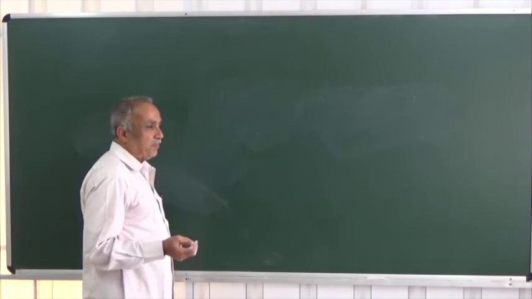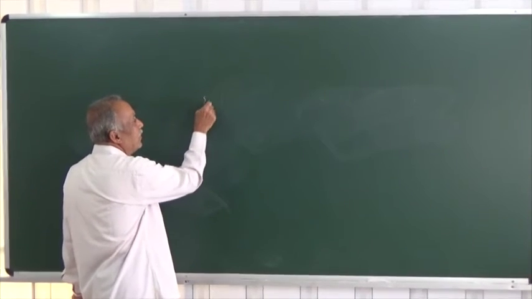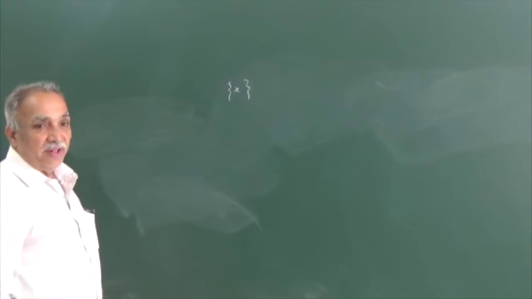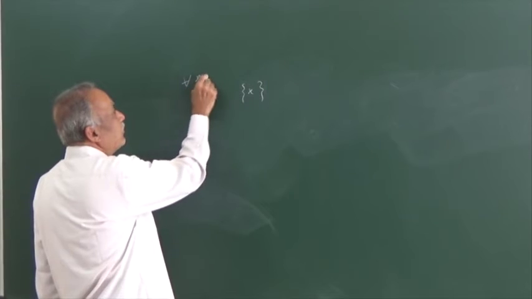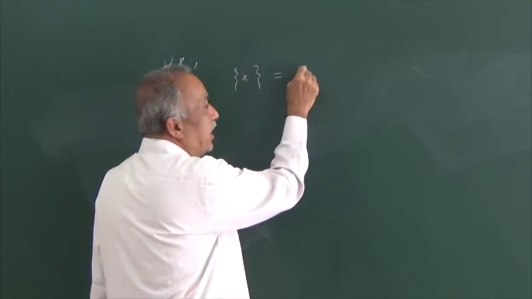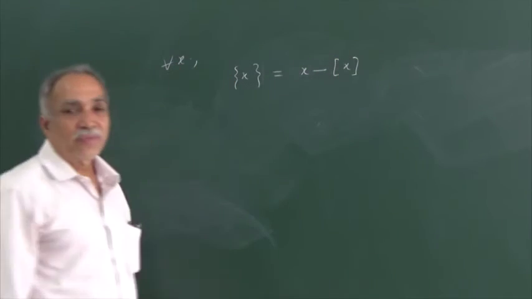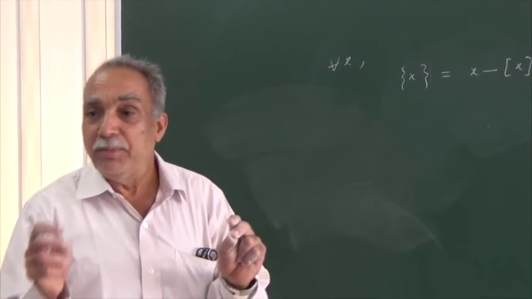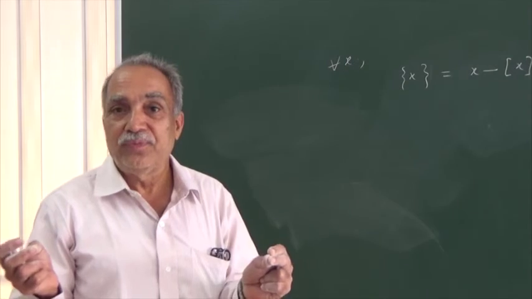Next, let me consider one other special function, the fractional part of x. We may define this by, for any real number x, we define the fractional part of x to be simply the actual value of x minus its integer part. Clearly, this will be obtained as a number between 0 and 1, 0 included, 1 excluded.